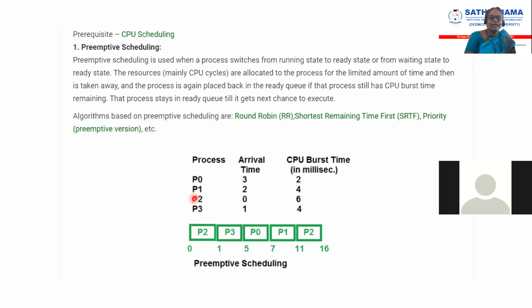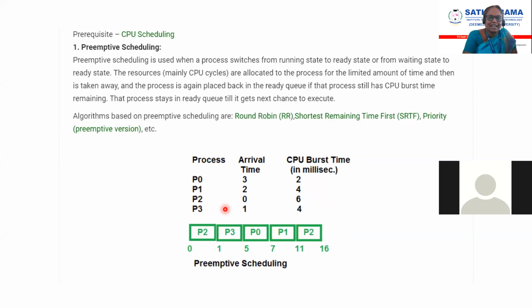So after P2 it calls P3. Then you see that it is in the waiting state. Then it called P0. It is algorithm based, which has to come first: according to priority, or according to shortest remaining time first, or according to round robin algorithm. They will also check the CPU burst time, and depending upon the CPU burst time they will call upon that. So this is called preemptive scheduling.